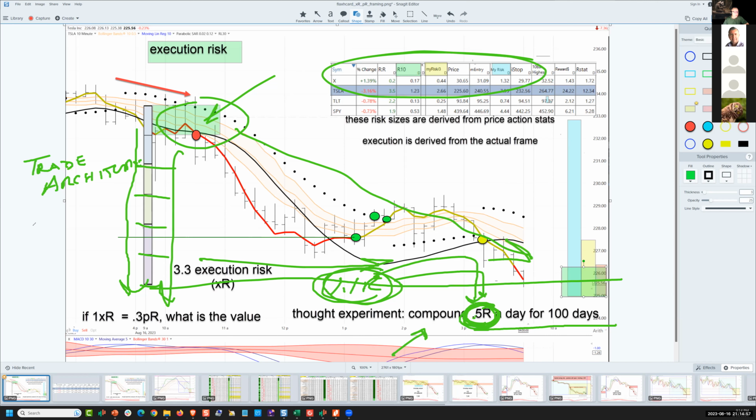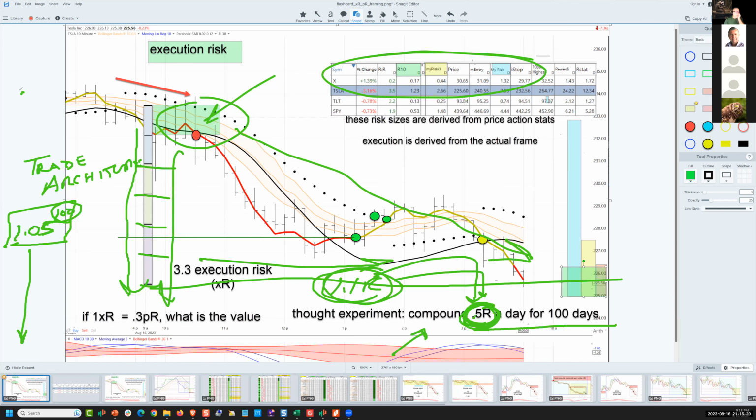I want you to calculate what is 1.05 raised to the 100th power. So get into Excel, build yourself a little column or use the power function and figure out what 1.05% for 100 days is. Well, here's how you can figure that out, by the way.